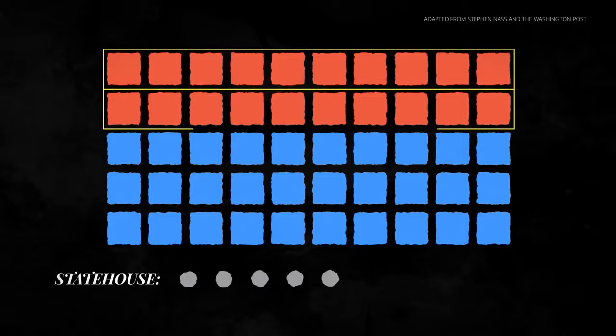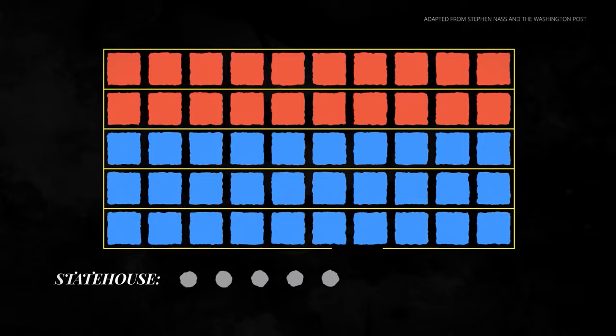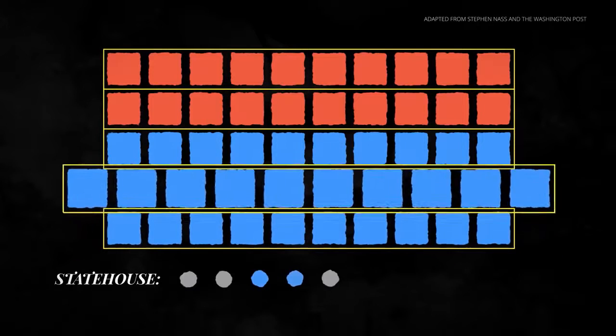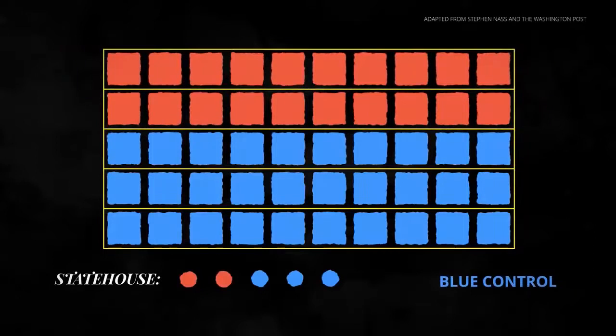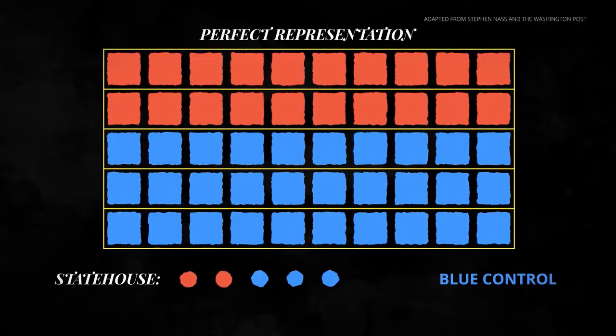To have perfect representation, you would want to arrange the districts like this. The state would be represented by 3 people from the Green Party and 2 from the red. This matches the 60-40 partisan split. Perfect. But what if the state has been gerrymandered? Let's see what mischief we can get up to if we use district lines to manipulate political power.